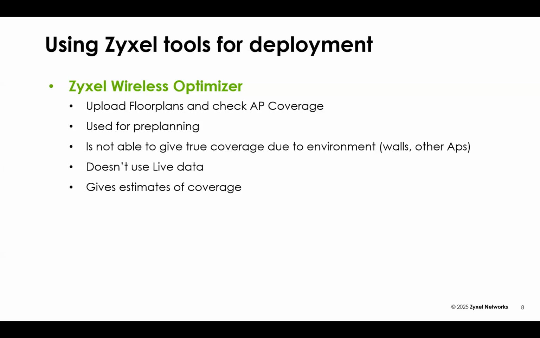So I would not take this as 100% accurate. It's just a good pre-planning device, or pre-planning software, that you can use to try to figure out the best place to put the access points, just to give you a general idea of where you should place them. And again, it doesn't use live data, and it just gives an estimate of your coverage. And what you can also do in the wireless optimizer is adjust your power output, just to give you an estimate of what your power output looks like.